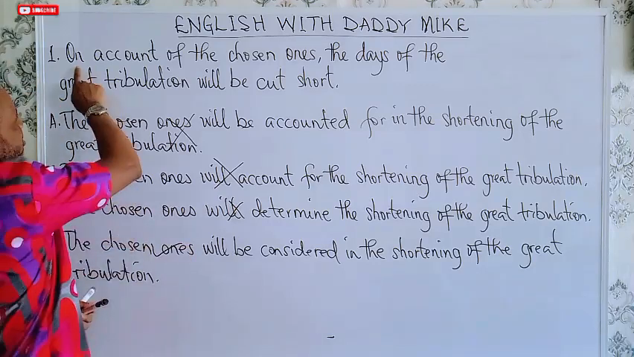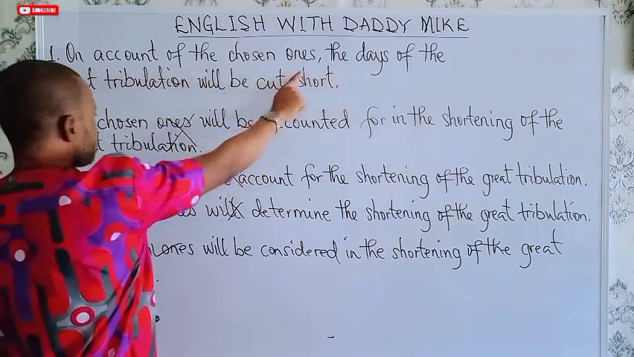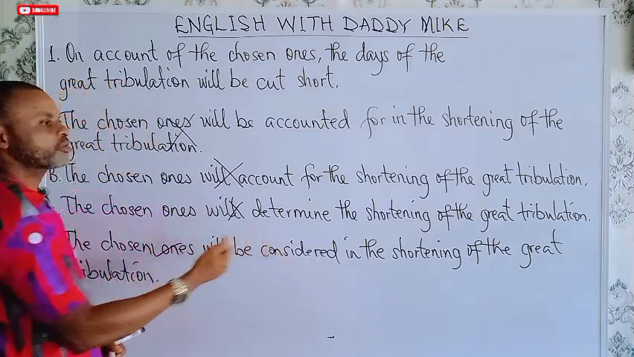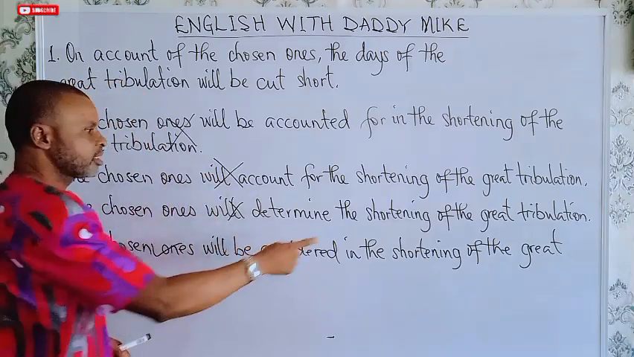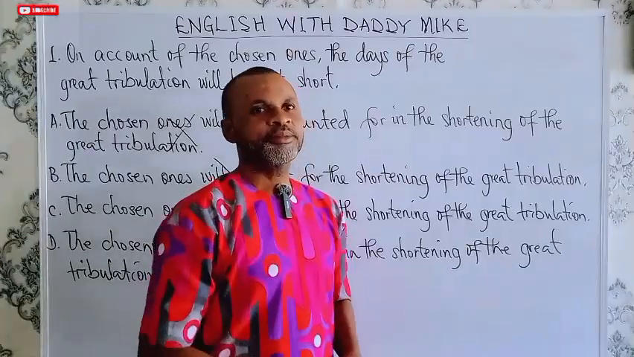So, because the Great Tribulation will be shortened on account of the chosen ones, it means that the chosen ones will be considered. It is out of consideration for them that the Great Tribulation will be shortened.